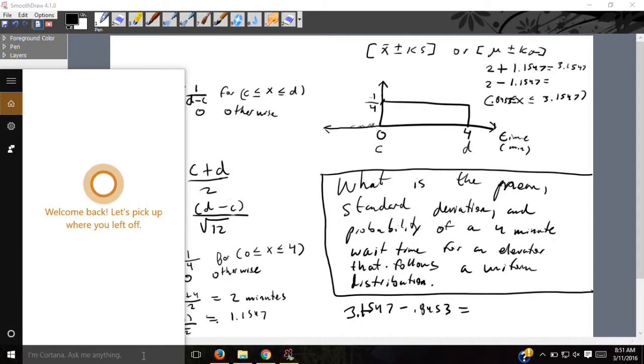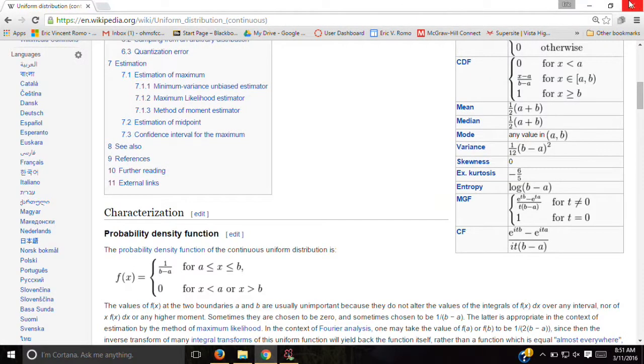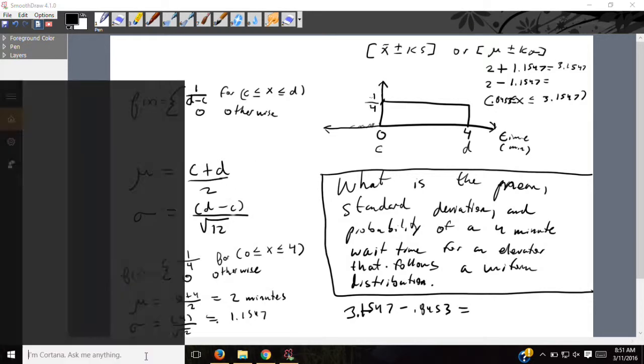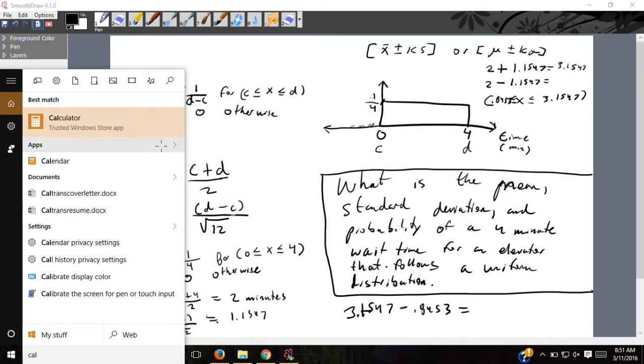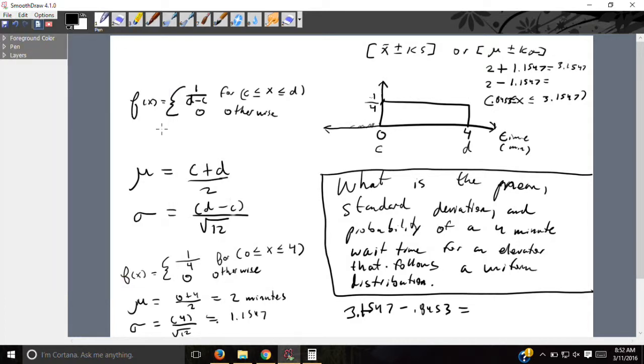where's my calculator? Oops, sorry about that. 3.1547 minus 0.8453, which is 2.3094.